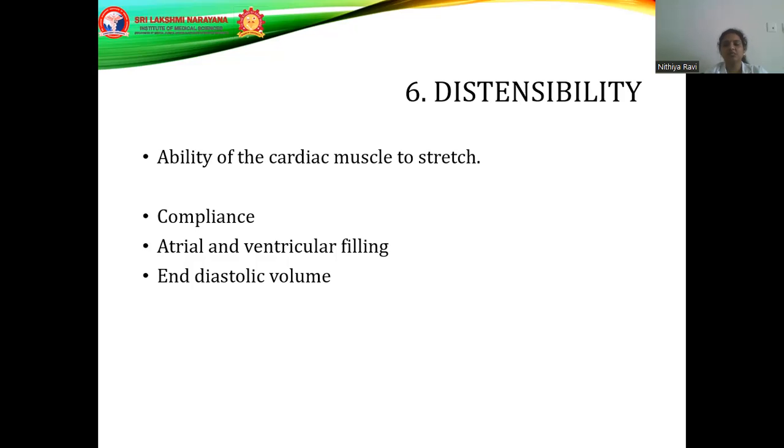Then the sixth property is distensibility. What do you mean by distensibility? It is the ability of the cardiac muscle to stretch. So this denotes compliance. As the volume inside the chambers increases, the pressure does not rise sharply. This is because the chamber can increase in its size. This is called compliance. It helps in the atrial and the ventricular filling, and plays a very important role in determining the end diastolic volume. The importance of end diastolic volume we'll be seeing in our later classes.